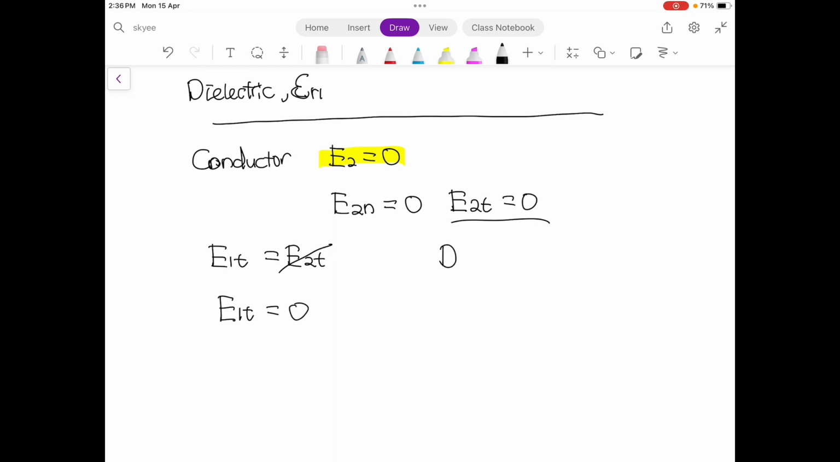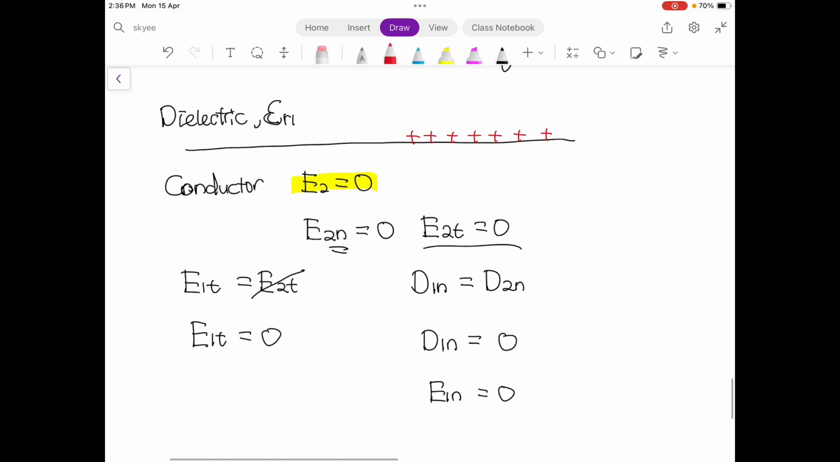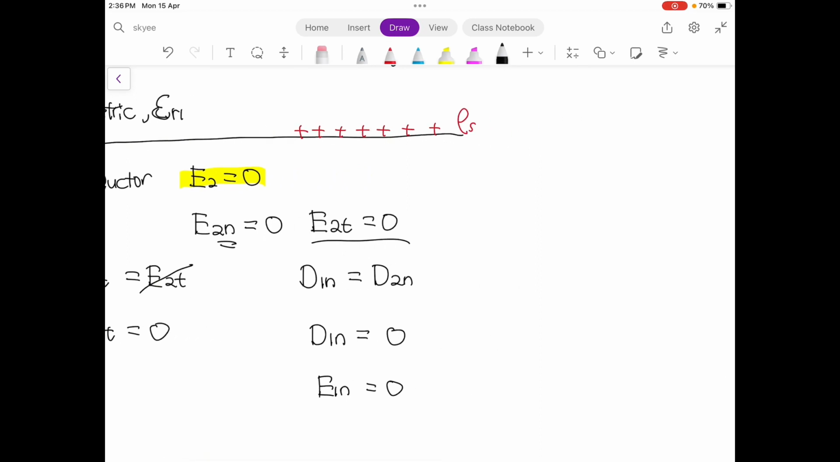And let's look at the electric flux density. E1n equals D2n. When the normal component is 0, and this is also 0, so the D1n is also 0. E1n is also 0, meaning there is totally no electric field. However, if there is a surface charge, this is a special case. If there is a surface charge rho s over here, then D1n minus D2n equals rho s. Your D2n equals 0, so your D1n will be equal to rho s.